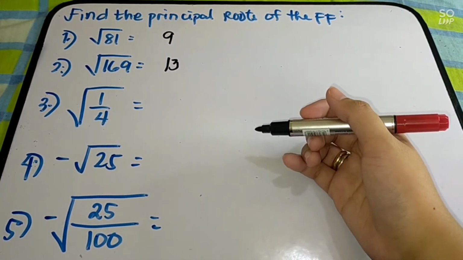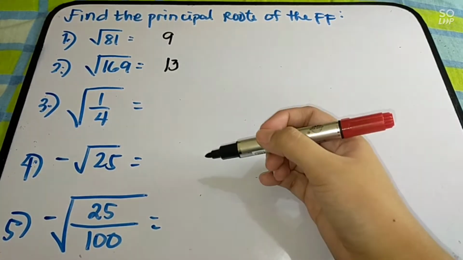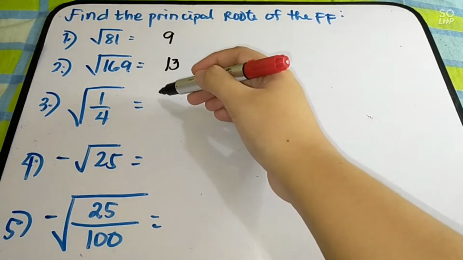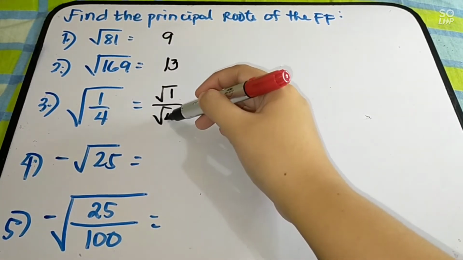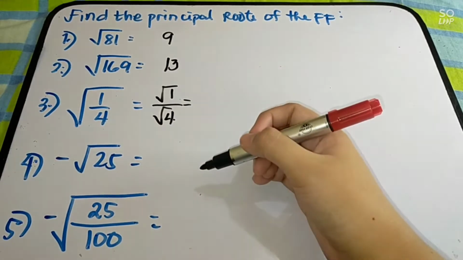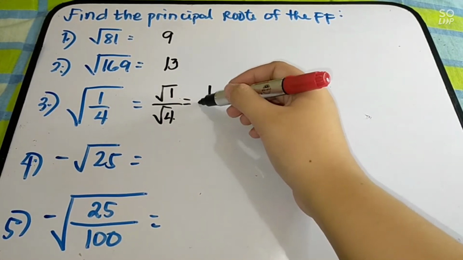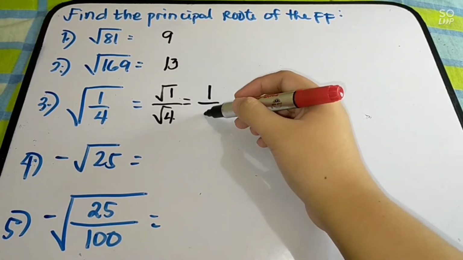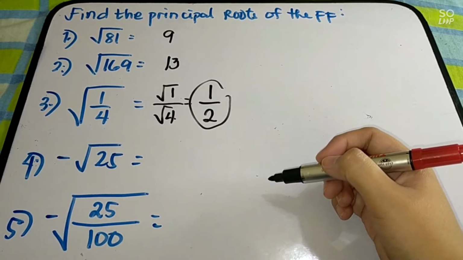How about number 3? Square root of 1 over the square root of 4. So, kapag ganitong nakapaloob ang inyong fraction, pwede mo siyang write as square root of 1 over square root of 4. Pwede mo siyang paghiwalayin. Then, find the square root of 1. Ang square root ng 1 is 1 over ang square root ni 4, we have 2. So, the answer is 1/2. Is it clear? Next tayo.